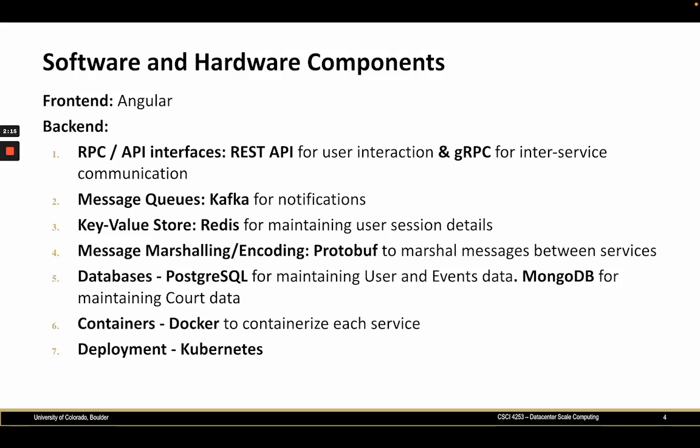For the key value store, we've used Redis for maintaining the authentication and user session details. For marshalling, we've used protobuf between the services. And we've used two different databases, PostgreSQL and Mongo. We maintain the users and the events data using Postgres and court data using Mongo. We've packaged our entire backend using Docker, and we've deployed it in Kubernetes.